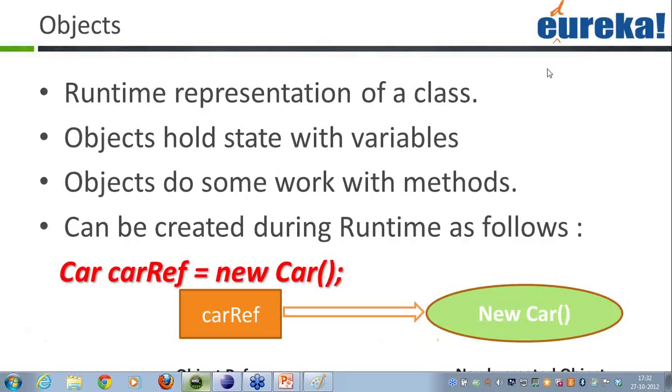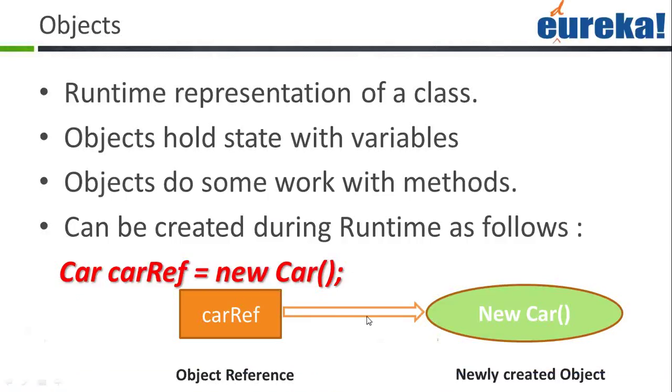Then objects do some work with the method. Suppose I told you a method like car runs, alright. So similarly, we have various methods that are actually worked with the help of the objects, and can be created during runtime as follows. Here I have a class name, then I have an object name, then I have a new operator, then I have another class name, alright, new object of the class type. So this is how it is done.